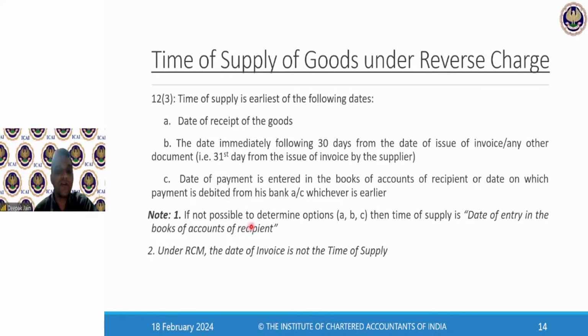If it is not possible to determine any of these three, say in reverse charge you're not getting an invoice or things like that, then the time of supply is the date of entry in the books of accounts. So the recipient cannot escape saying that any of these is left out. It just anticipates a situation where you're not able to determine any of these three, so the entry in your books will be used. When you enter it in your books of accounts, that will be the time of supply. The important point to be noted is that under reverse charge, the date of invoice is not the time of supply. In case of supply under forward charge, it is the date of invoice, but in reverse charge, the earliest of these three events will be the time of supply.